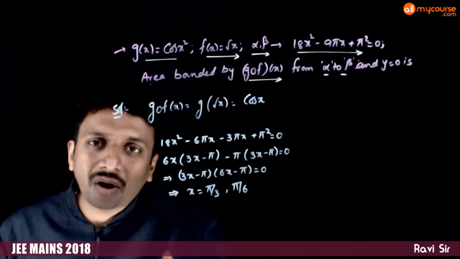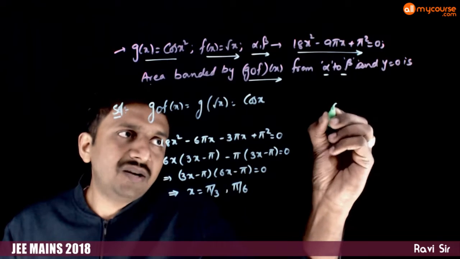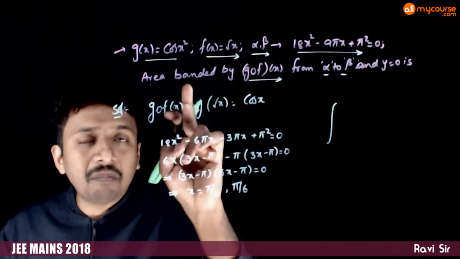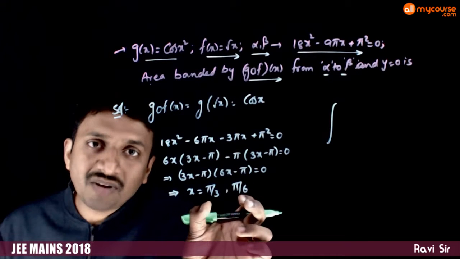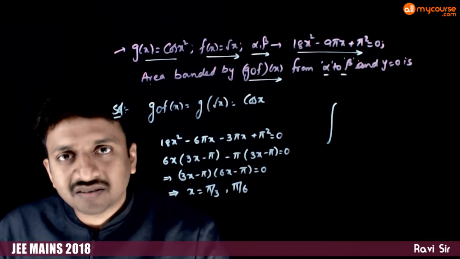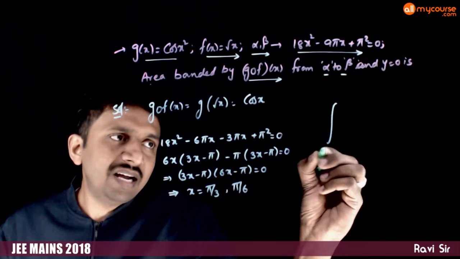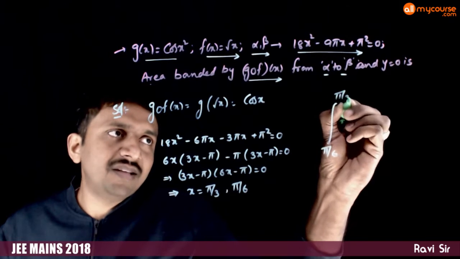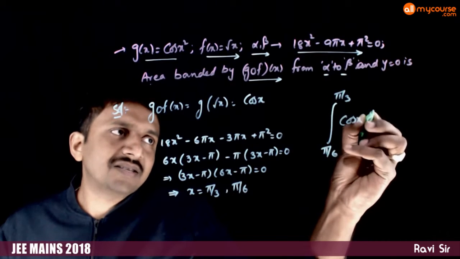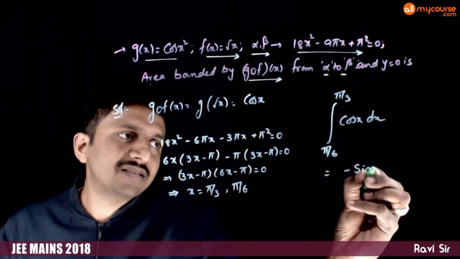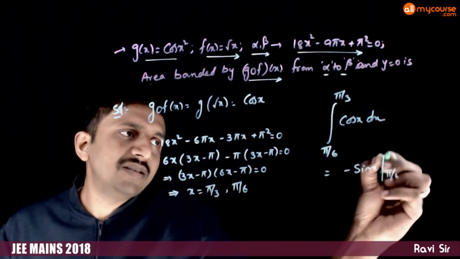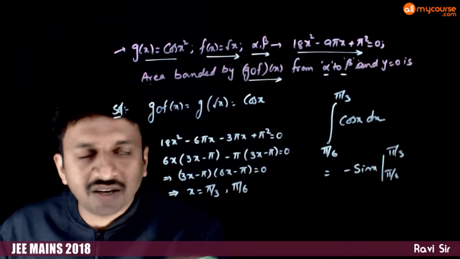So effectively what you need to do is find the area bounded by cos x and the x-axis between π by 3 and π by 6. That is nothing but the integration from π by 6 to π by 3 of cos x dx, which is minus sin x from π by 6 to π by 3.